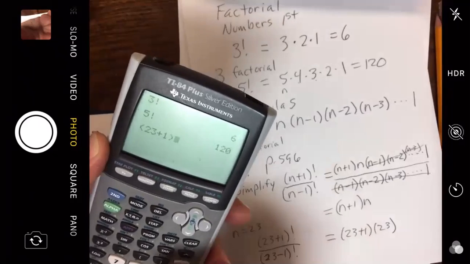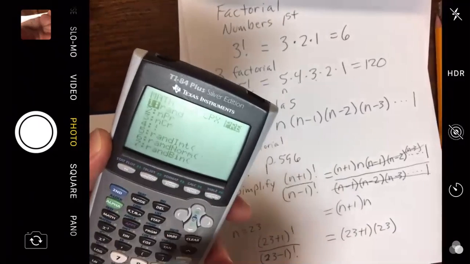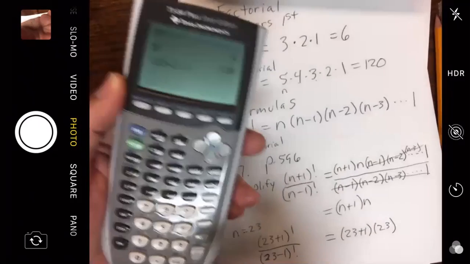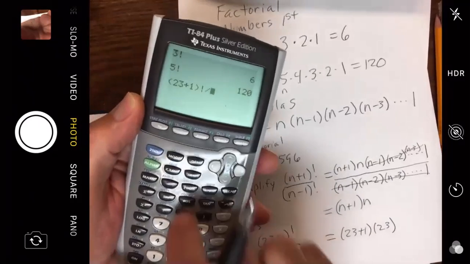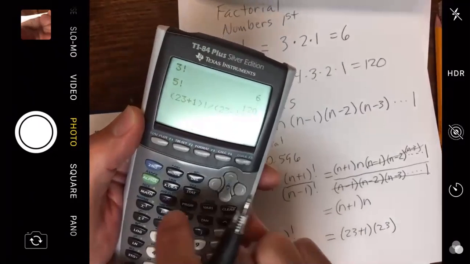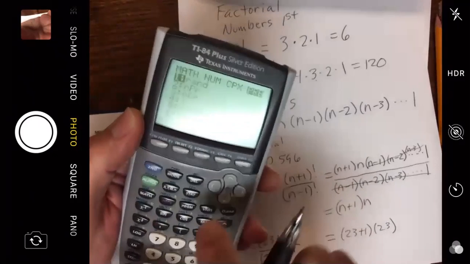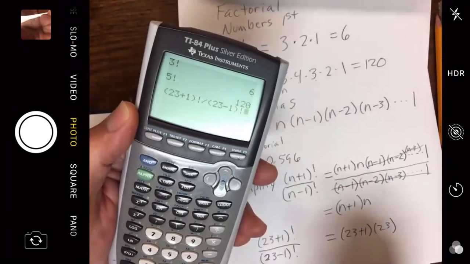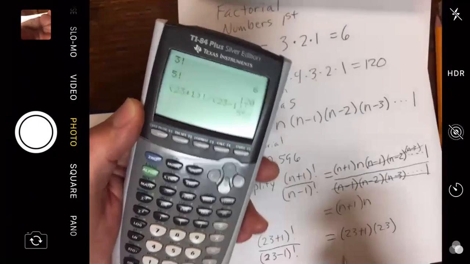I could punch 24 factorial, math, PRB number 4, and divide by, y'all see that? Let's see, 23, subtract 1, math, PRB number 4. Okay, so there you are. Punch exactly like it's written on paper. Coming up with 552.